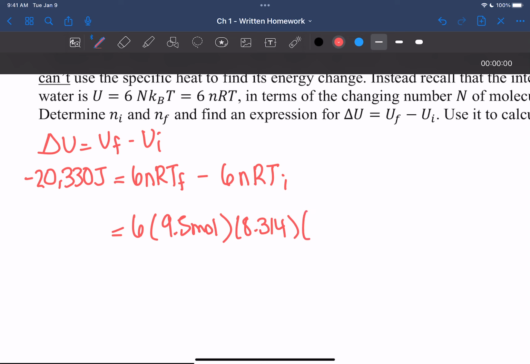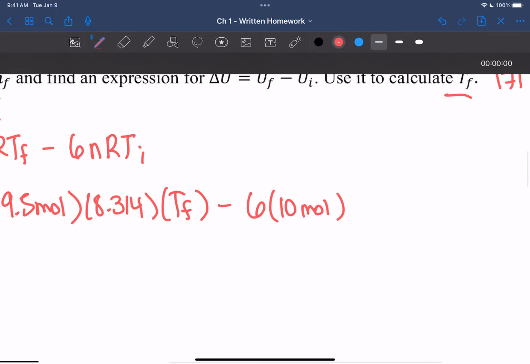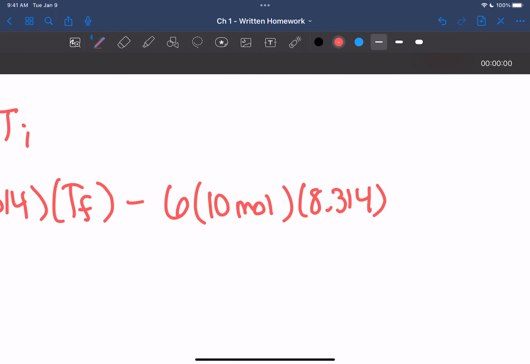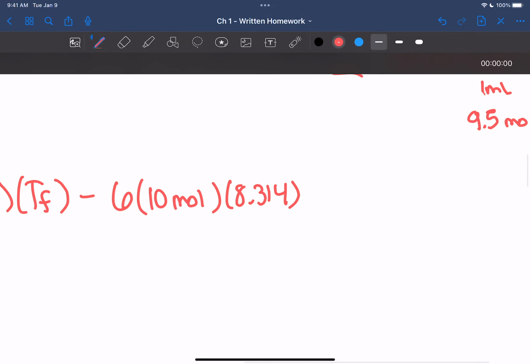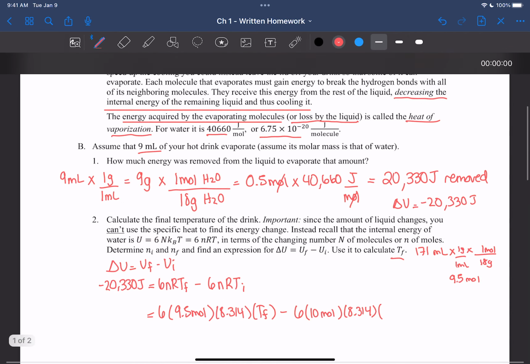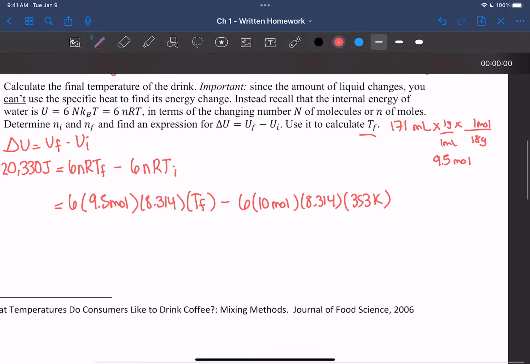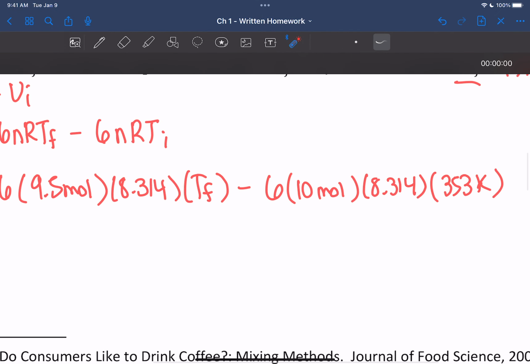And then our final temperature is what we're trying to figure out after losing those 9 milliliters. And then minus 6 times 10 moles, that was our initial, times the ideal gas constant, joules per mole Kelvin, times the initial temperature. The initial temperature was 80 degrees Celsius, and we can convert that to Kelvin, and that's 353 Kelvin. The reason we want this in Kelvin, not Celsius, is because the ideal gas constant here is 8.314 joules per mole Kelvin. Can't do it with Celsius there.